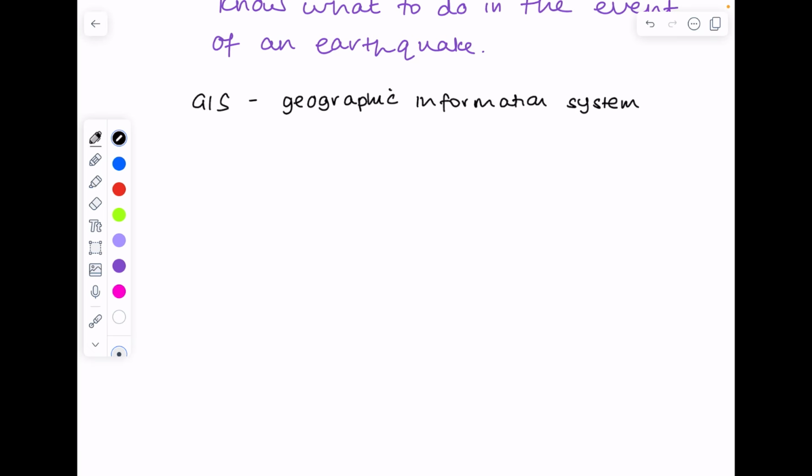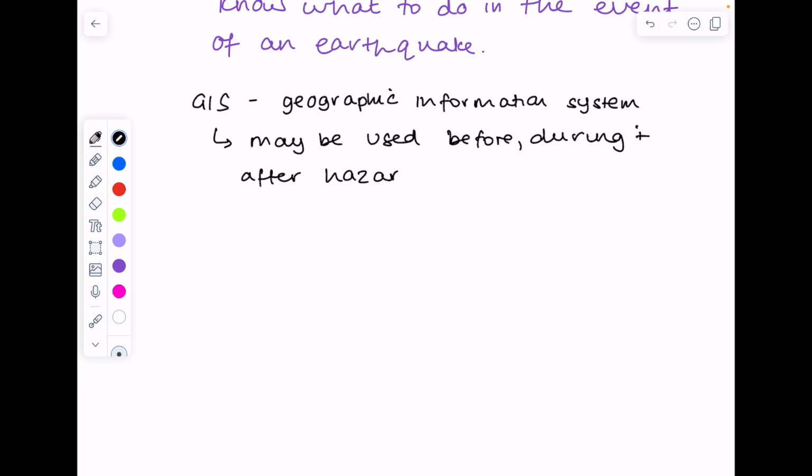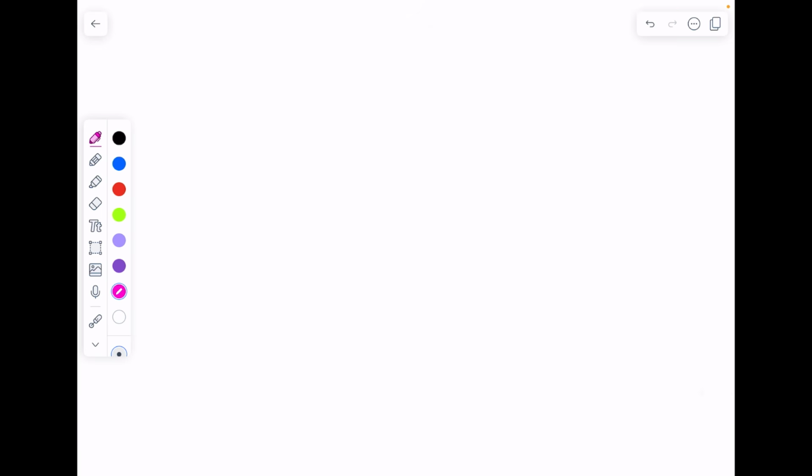And crucially, these can be used before, during, and after a hazardous event such as an earthquake. So there's a wide range in which GIS may help. It can help you identify road structures. And actually, I'm going to create a mini mind map. Mind maps are not my favourite thing, but I think in this case, when we discuss how GIS can be used to manage earthquakes, it's going to be the most beneficial way I can display this.